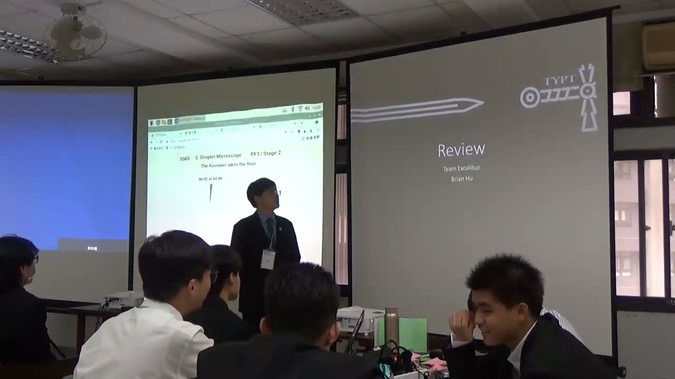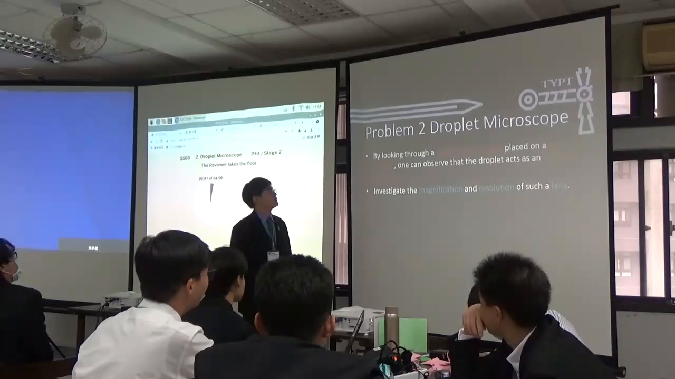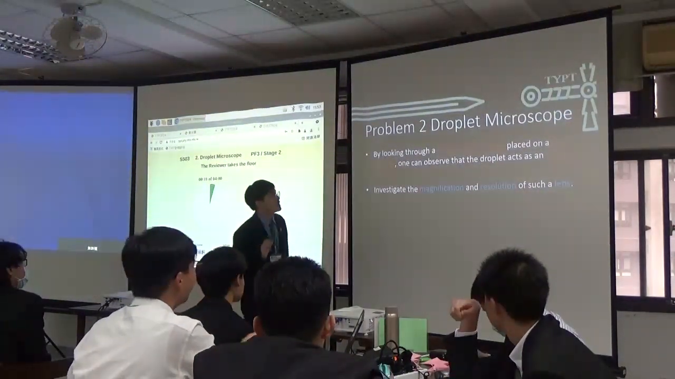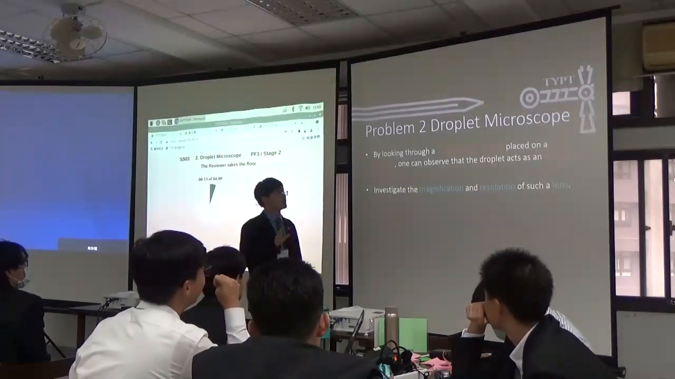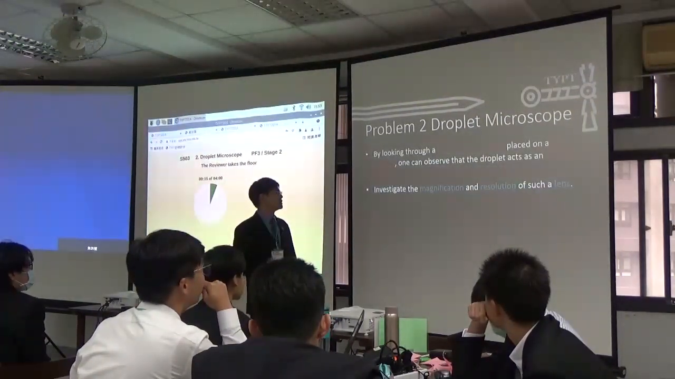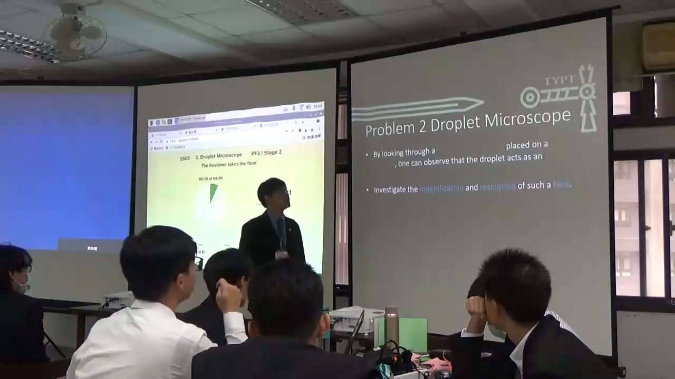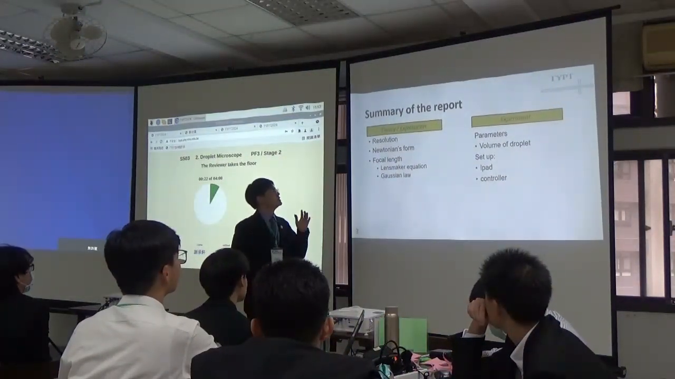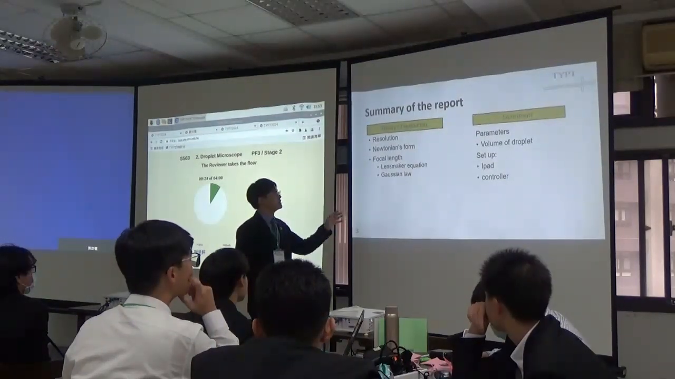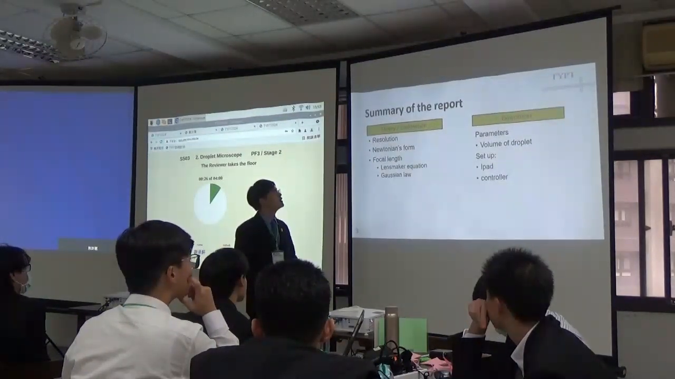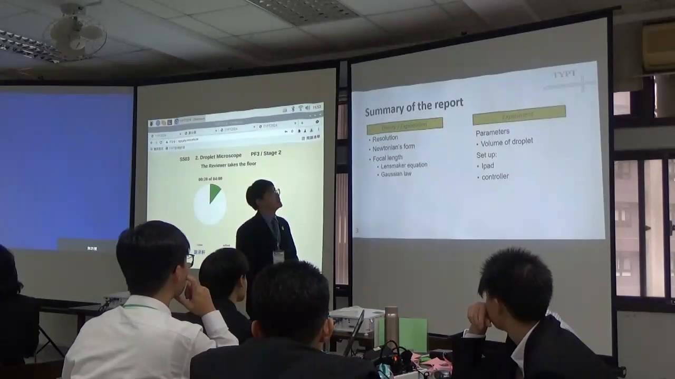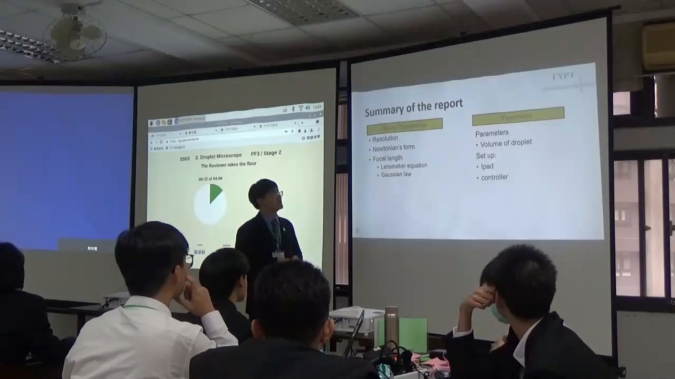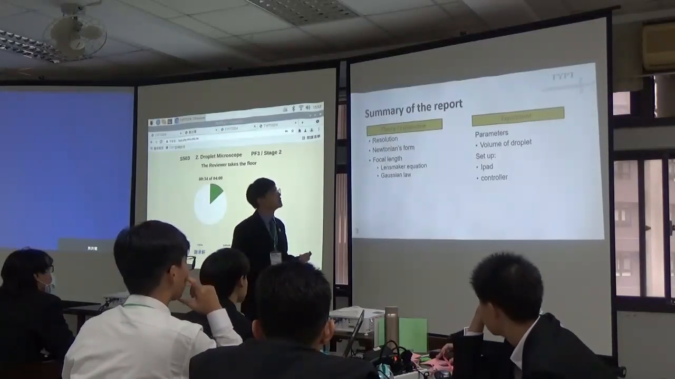Alright, so this is a reviewer from Team Excalibur, and today I'm going to review problem number 2, droplet microscope. By looking through a single water droplet placed on a flat surface, one can observe that the droplet acts as an imaging system. So we need to investigate the magnification and resolution of such events. For the theory, he uses resolution and Newtonian form and focal length, which uses the lens maker equation and Gaussian law to do the explanation. In the experiment part, he uses only one parameter, which is the volume of the droplet, and he has set out an iPad controller.